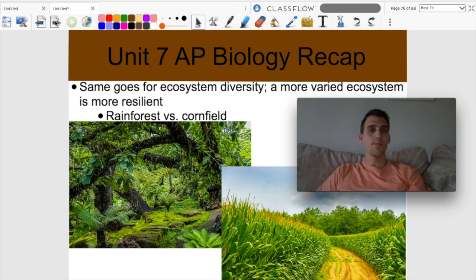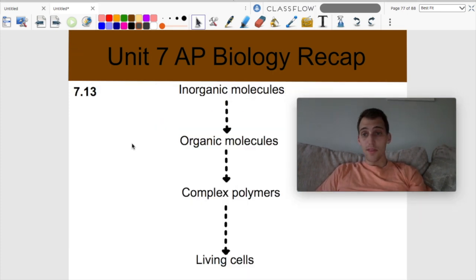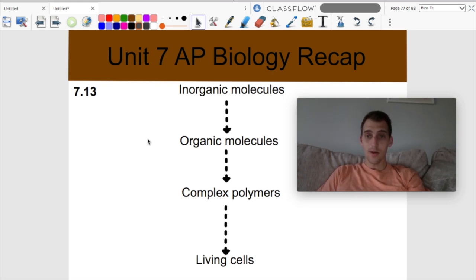The same principle applies. So 7.13 is the very last topic of Unit 7, and it is about the origin of life on Earth, which is an extremely interesting topic, in my opinion. We don't know the answer to it yet. We don't exactly know with certainty. Well, we don't really know anything with certainty, do we? But we don't know for sure how life began on planet Earth, and it's a really intriguing concept.